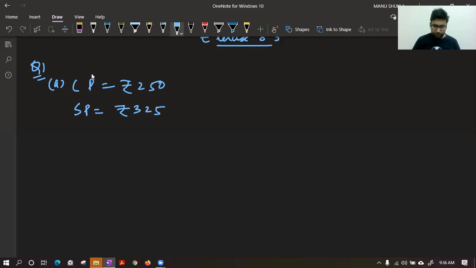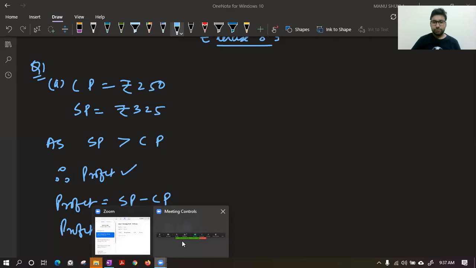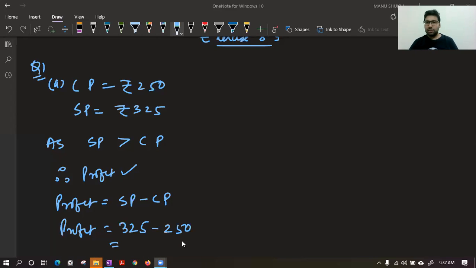Now we can easily find the profit. First we have to see which one is larger. We will say as SP is more than CP, therefore profit, and profit is given by SP minus CP. So profit value equals how much? 325 minus 250, and the answer is, please answer class, rupees 75. Obviously it is not percentage, it is rupees only.